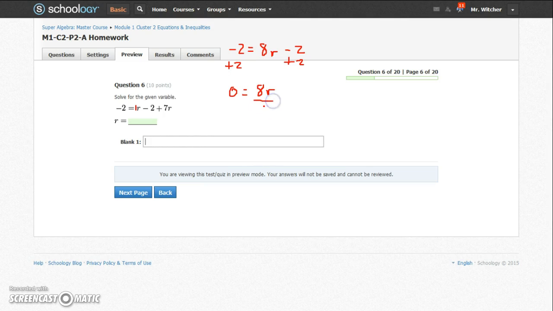And I will divide by 8. 8 divided by 8 is 1. That's an identity. So r equals 0 divided by 8. If I have 0 slices of an 8-slice pizza, I have 0. So 0 equals r. Or in other words, r equals 0.